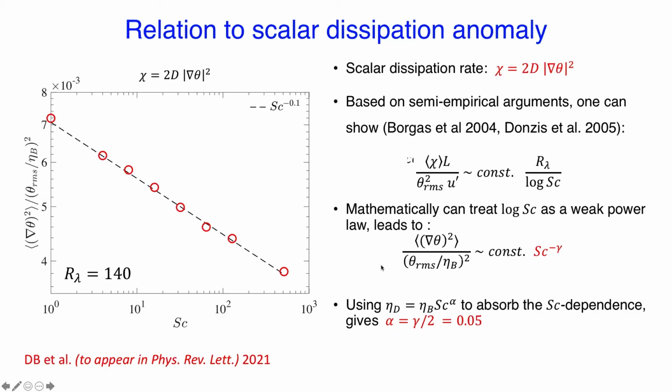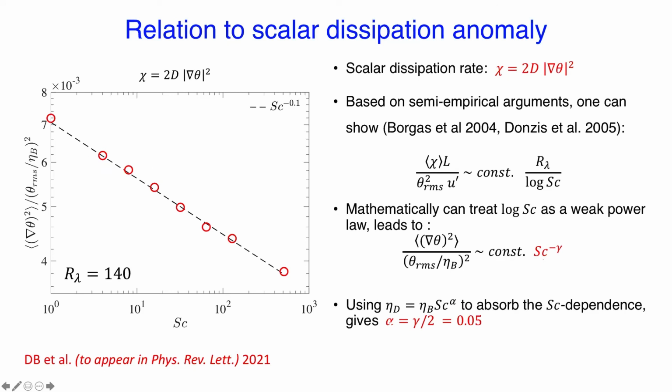And then we argue that this eta d, which we defined earlier, can be defined in a way such that it upholds the scalar dissipation anomaly by absorbing this additional dependence that we see here. If we do that, then what we end up getting is this alpha that we defined as the correction. It can be obtained in terms of this dependence of the second order moment by this factor of 2.